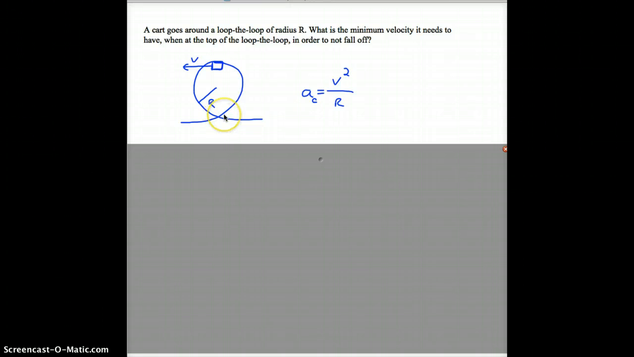And I think a relevant equation from uniform circular motion is that the amount of centripetal acceleration has to be equal to v squared over r, where v is the velocity of the thing in uniform circular motion and r is the radius of the circle that it makes.